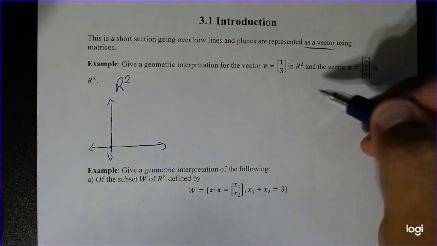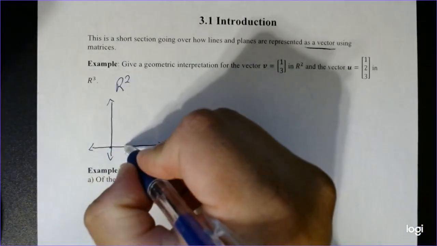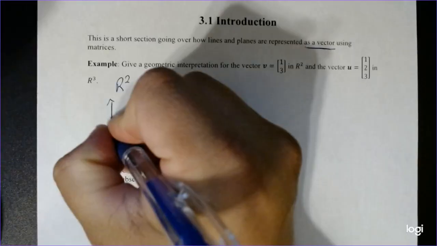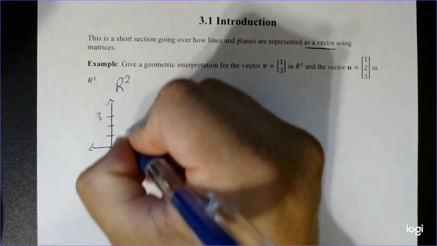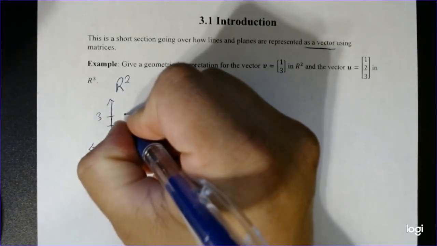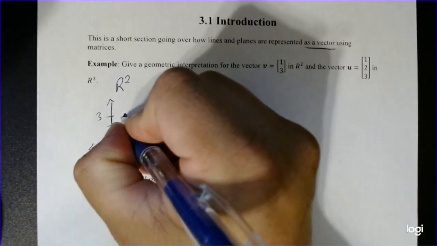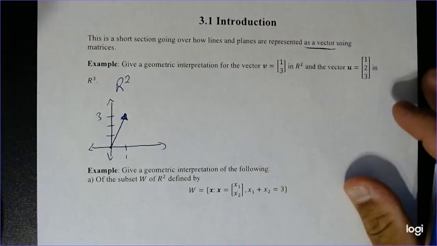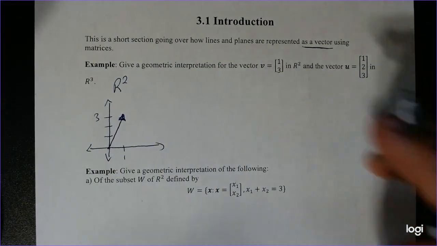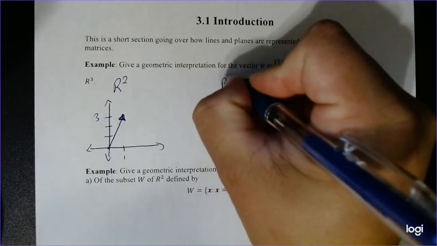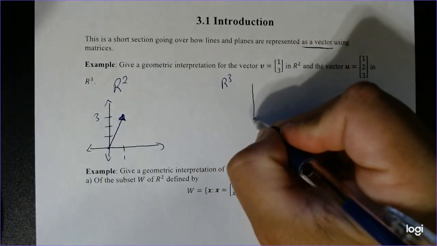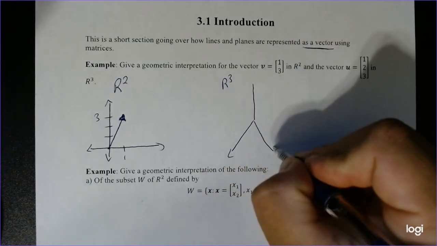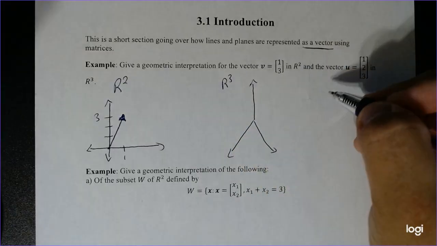So this vector representation goes 1 across, up 3. Like that. Just like a normal vector. However, in R3 now, it gets a little bit more complicated to plot points, especially points, let alone just lines in R3.